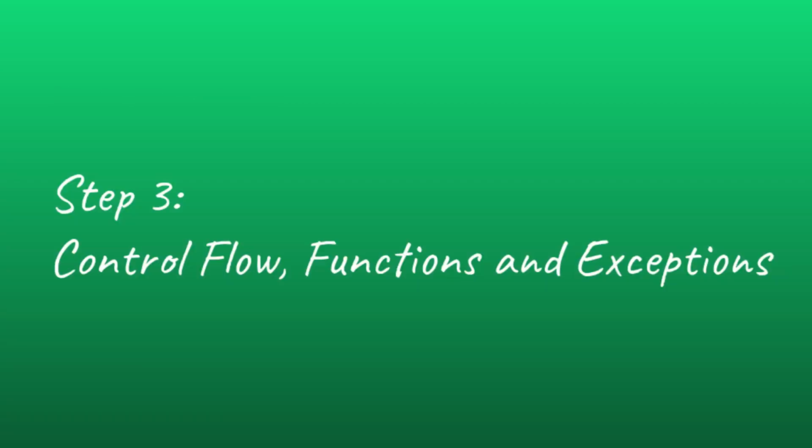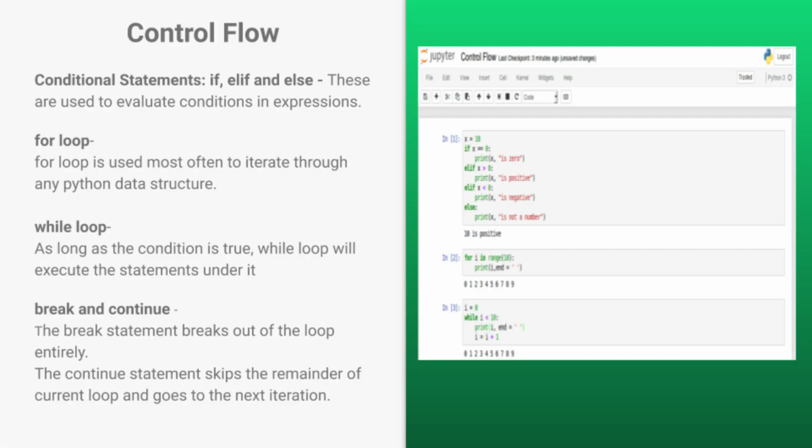Step 3. Control flow, functions, and exceptions. Control flow. If you've been programming in another language, then you know most of these already. Let's look at them here briefly. Conditional statements. If, elif, and else are used to evaluate conditions in Python. To see their usage, look at the example on the right.